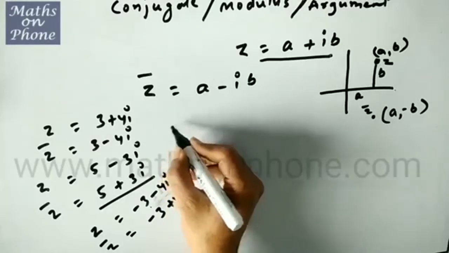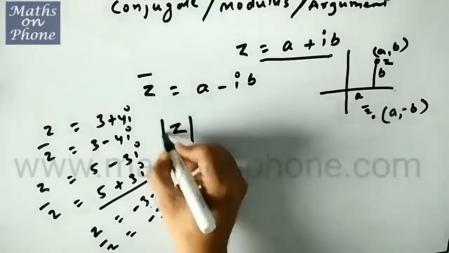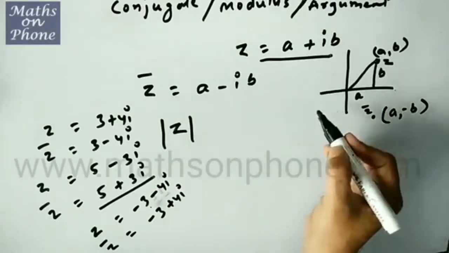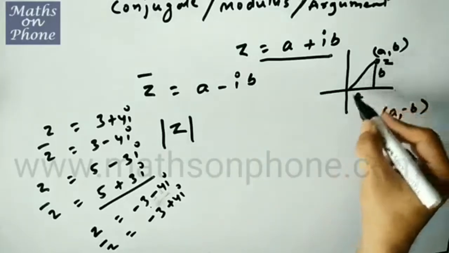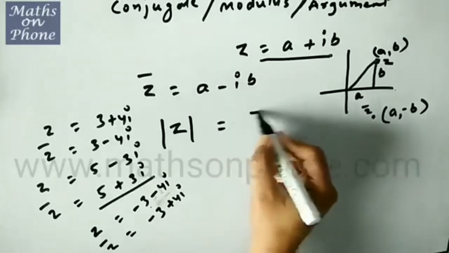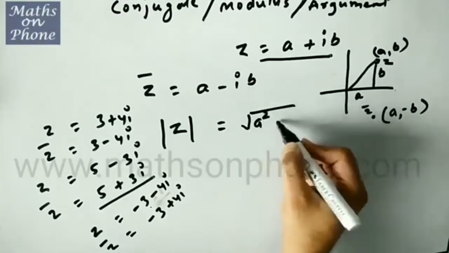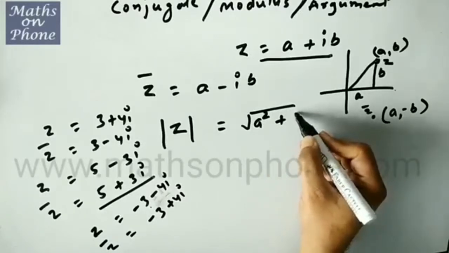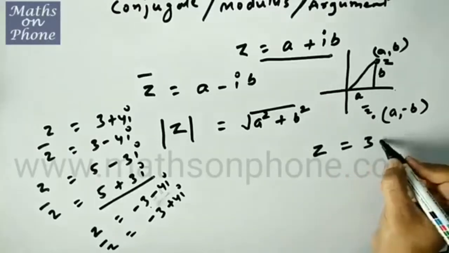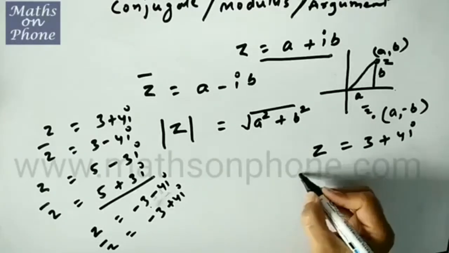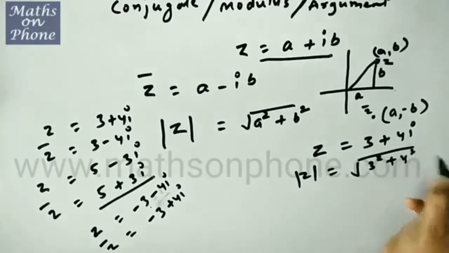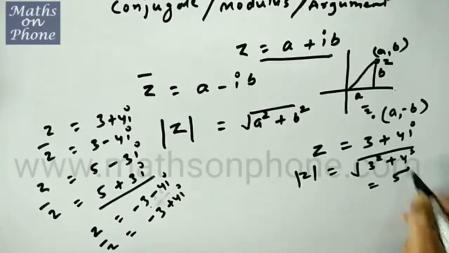Now we will see the modulus of a complex number, represented like this. Okay, just see. This length is the modulus of the complex number, and by Pythagoras theorem you can find this value: under root a square plus b square. So the modulus of a complex number is the square root of the square of the real part plus the square of the imaginary part. Just one example I am taking. If z is equal to 3 plus 4i, what is its modulus? You will say under root 3 square plus 4 square. That is coming out to be root 25, that is 5.